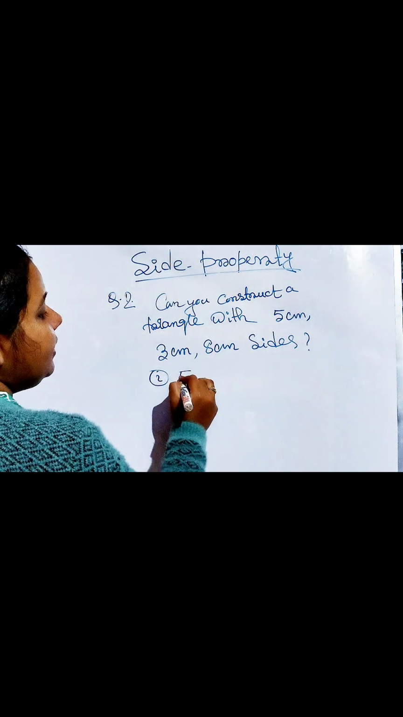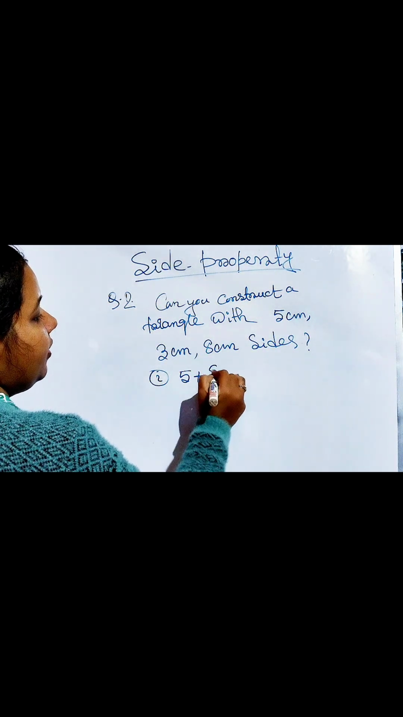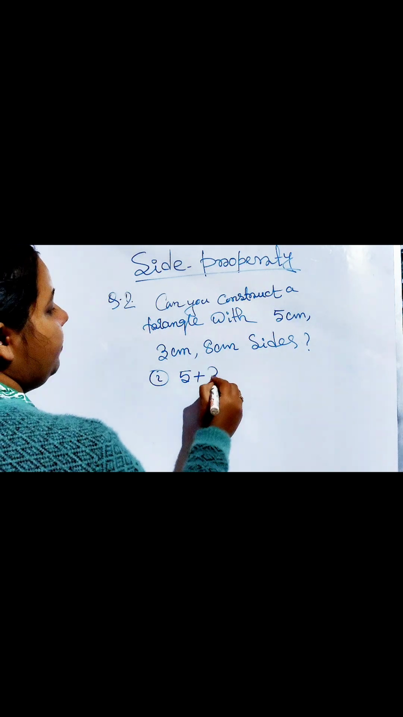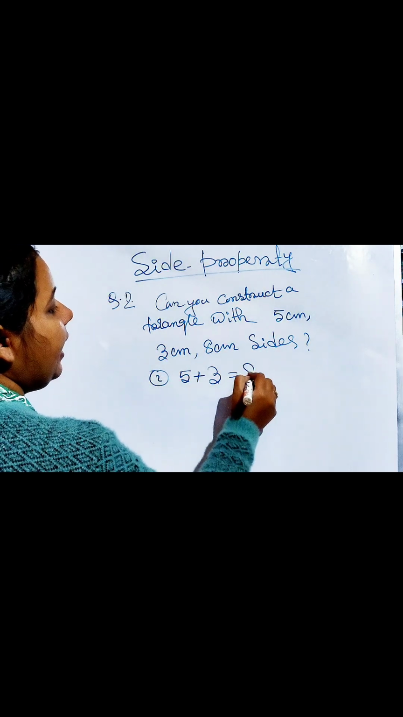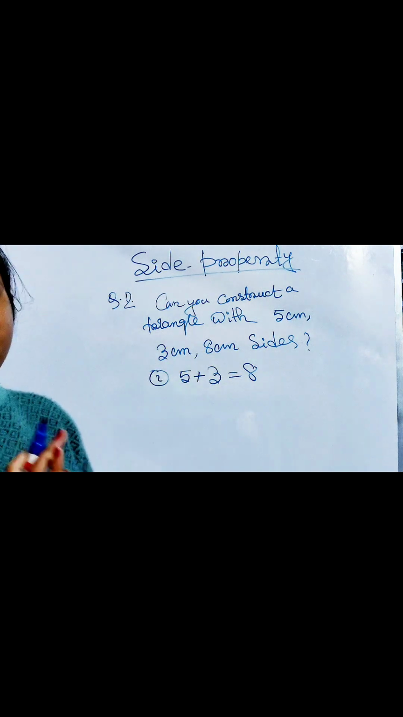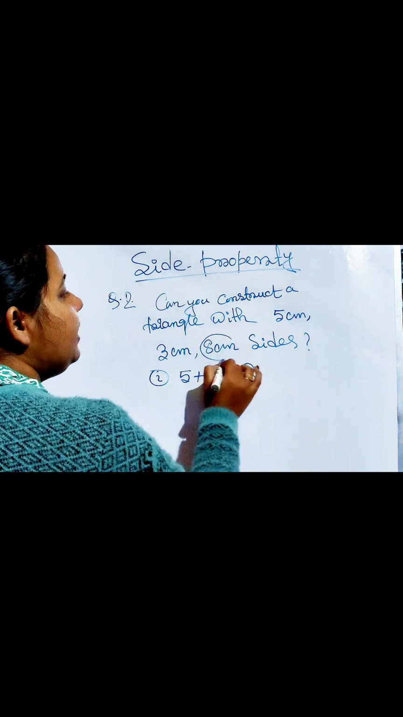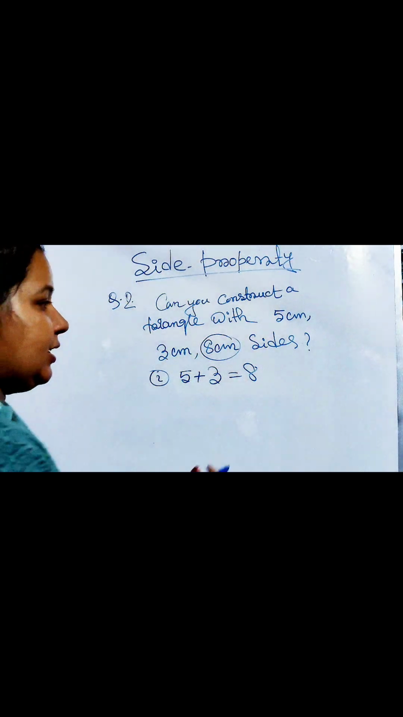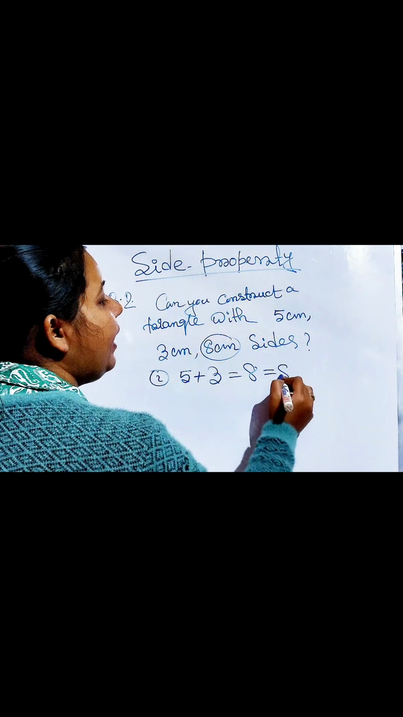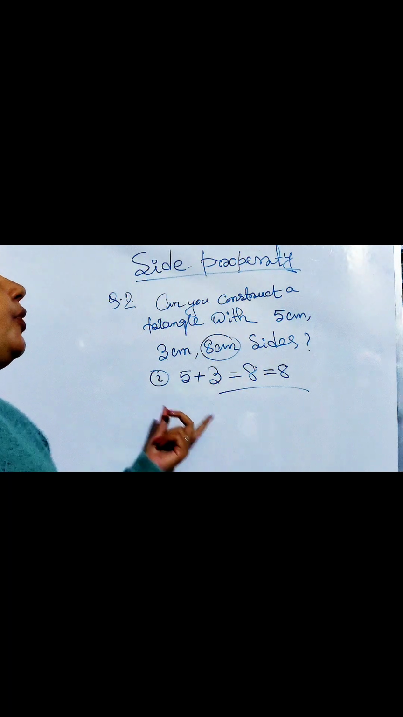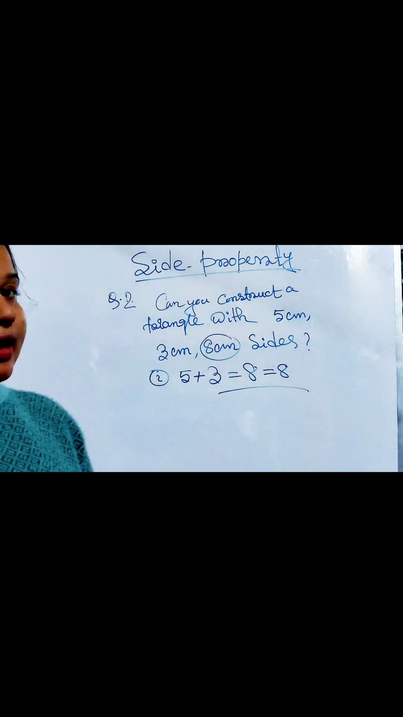First take two sides and sum them. 5 plus 3, that is 8. Now, is it greater than the third or remaining side? This is 8 centimeter. So here the condition does not match, as it is equal to 8, so this was not our condition. So here you can say that we cannot construct the triangle.